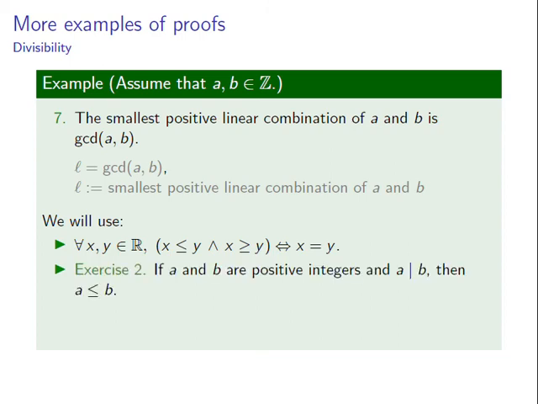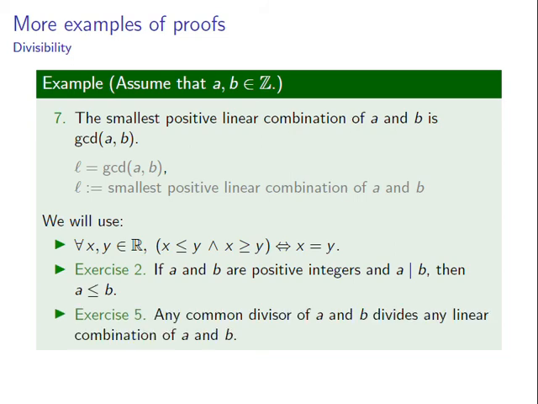If A and B are positive integers and A divides B, then A is less than or equal to B. The proof of this statement is left as an exercise. Any common divisor of integers A and B divides any linear combination of A and B. The proof of this statement is also left as an exercise.